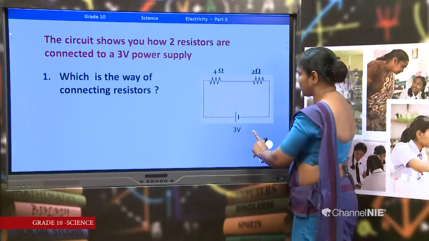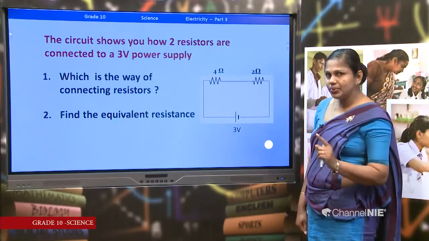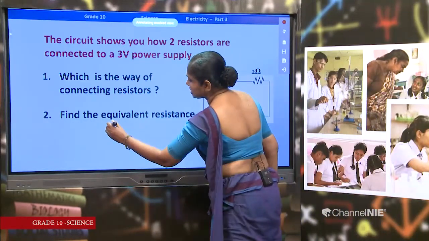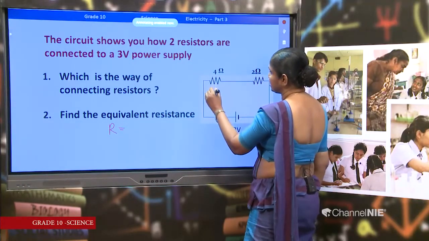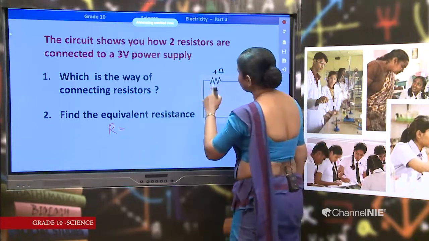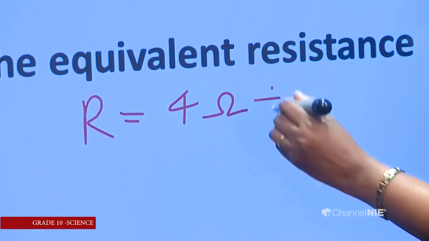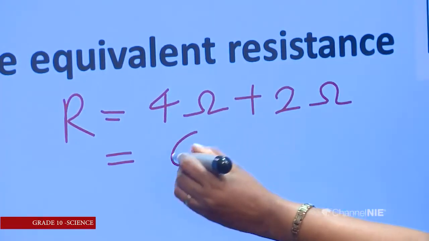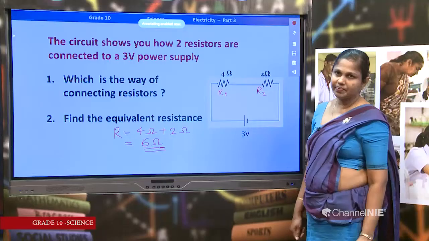Okay. Next question. Find the equivalent resistance here. How to get the equivalent resistance? Right? We know the equation. Equivalent resistance R always equals R1 plus R2. Suppose this is R1, this is R2. Right? R1 plus R2. R1 is 4 ohm and R2 is 2 ohm. Then the equivalent is 4 plus 2, 6 ohm. This is the equivalent resistance. Okay, right.